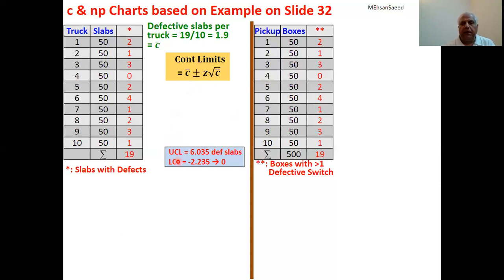So this will be rounded off to a 0 because there isn't anything negative, and this will be rounded off to 6. So the upper control limit is 6 defective slabs. The lower control limit is 0 defective slabs.